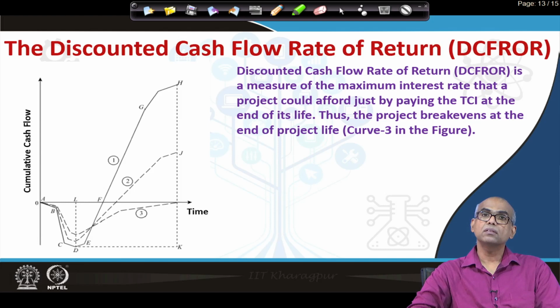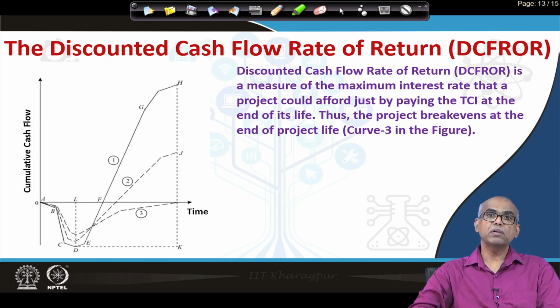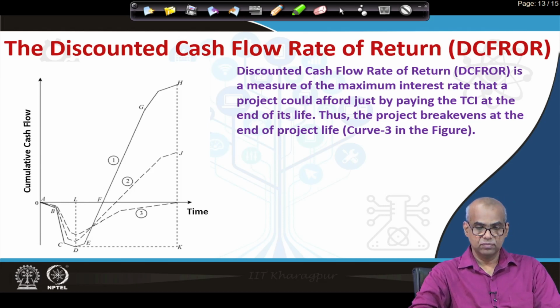So, curve 3 represents a cash flow diagram corresponding to a rate of interest, which makes the cumulative cash flow equal to 0 at the end of the project life. Discounted cash flow rate of return is a measure of the maximum interest rate that a project could afford just by paying the total capital investment at the end of its life. Thus, the project breaks even at the end of project life.